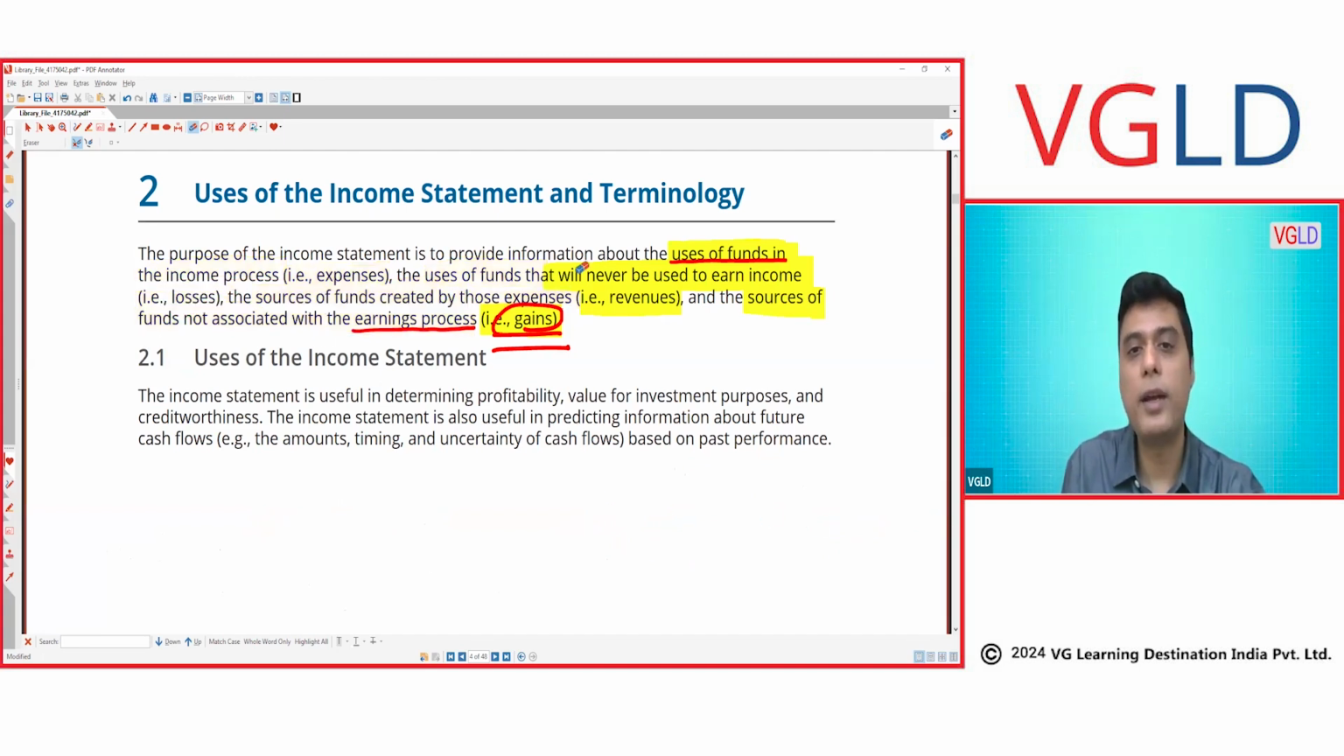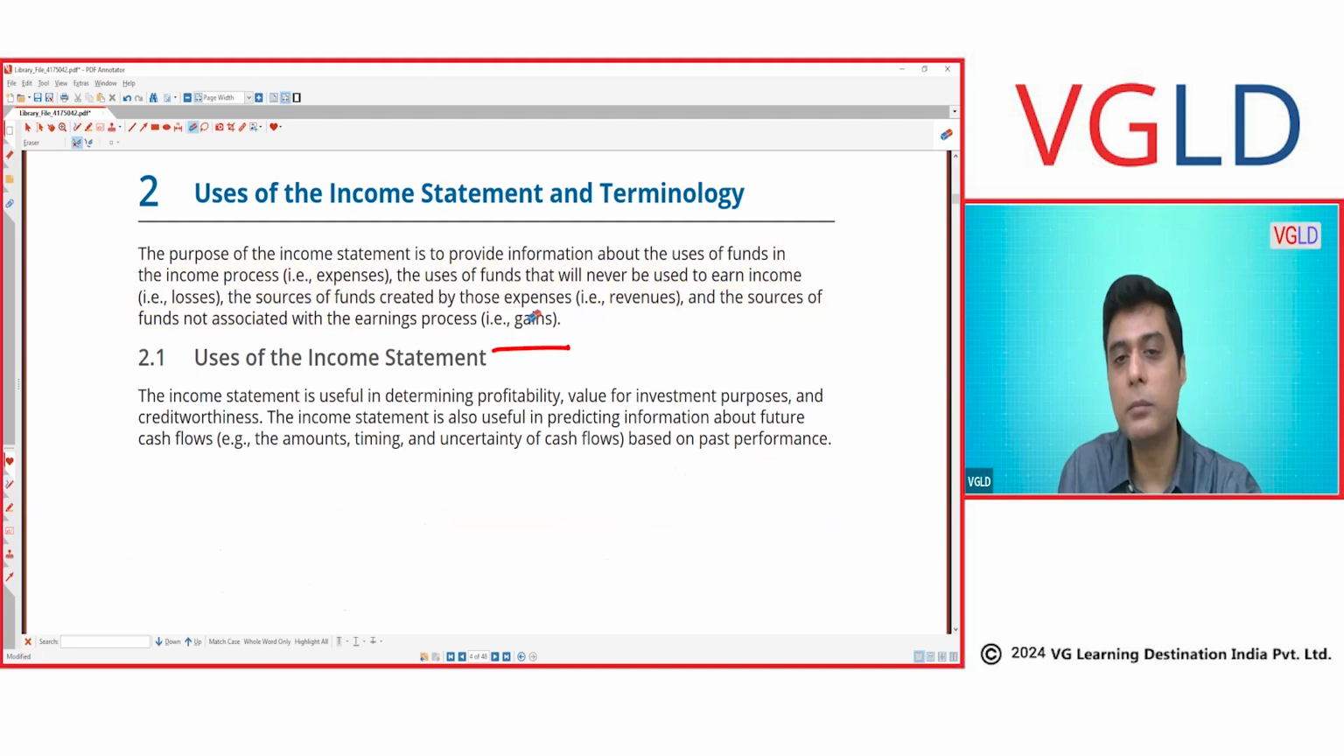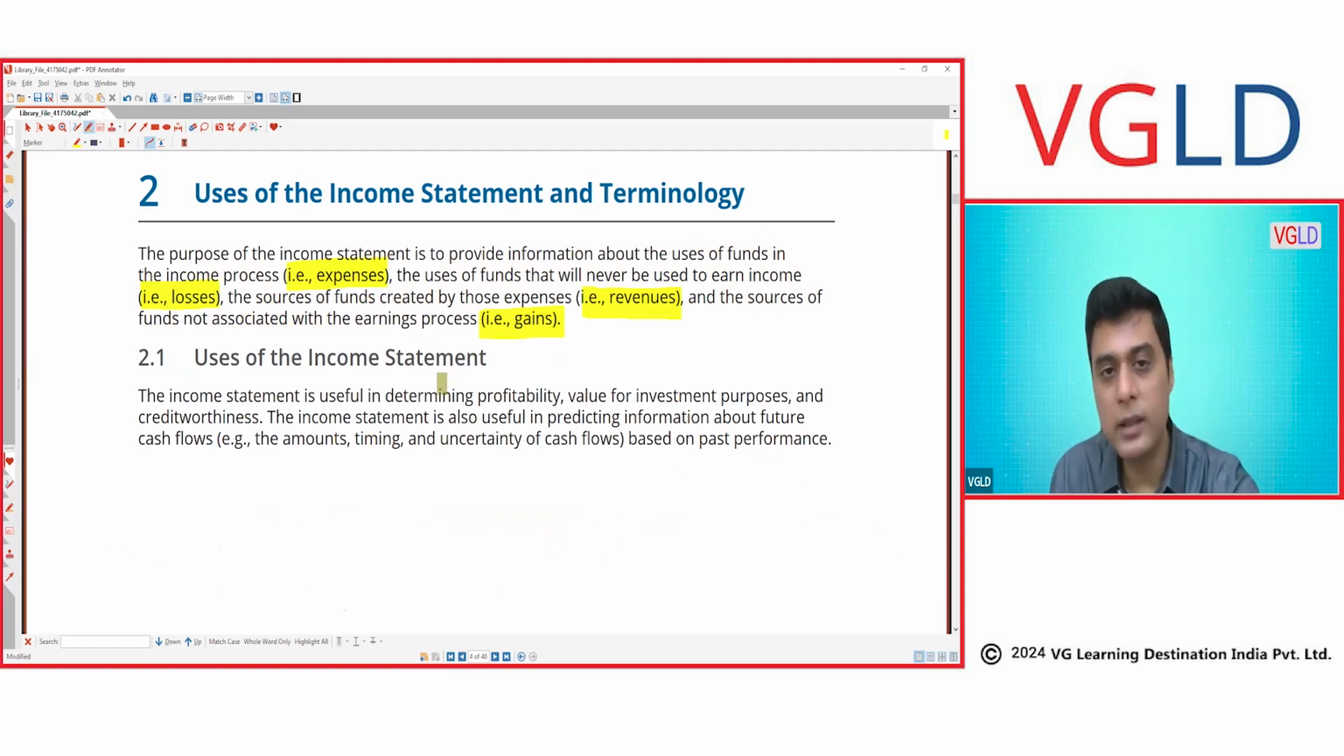So US GAAP treats revenues and gains separately and expenses and losses separately. Okay. Uses of income statement. Income statement is useful in determining the profitability, value for investment purpose, and credit worthiness. Income statement is also useful in predicting information about future cash flows based on past performance. This is a general paragraph.